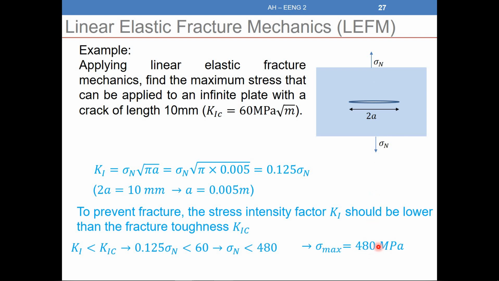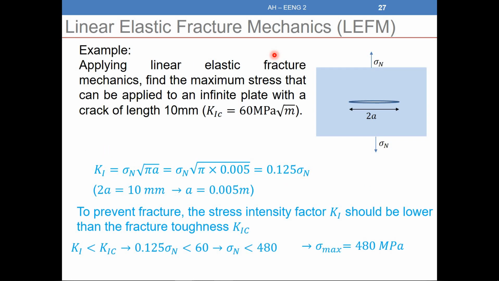Why? Because if I put, let's say, 600 megapascal as stress here, if I calculate the stress intensity factor, 0.125 times 600, it will be greater than 60, and then it will not be safe. It should be less than 480 for this to be less than 60, so that the stress intensity factor is less than the fracture toughness in order to have a safe design.